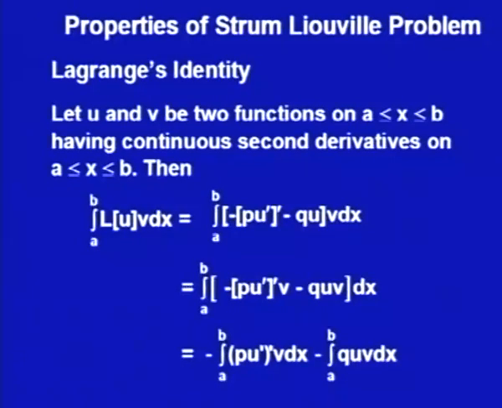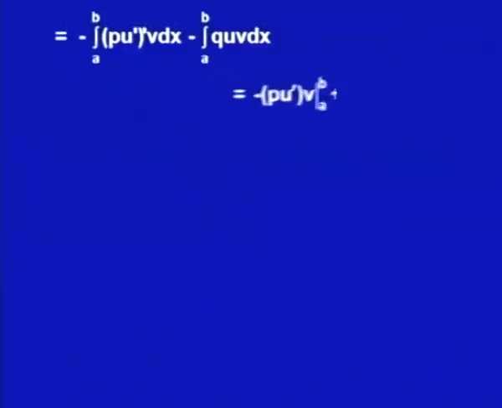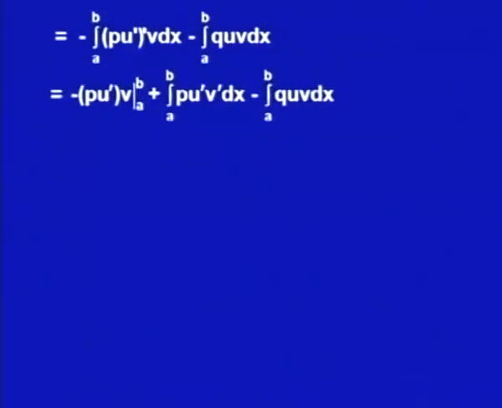Now, if I integrate this first integral by parts, we do get p u' v evaluated from a to b, because I have taken p u' and its whole derivative as the integrable function, plus the integral from a to b of p u' v' dx, and the second integral is as such the integral of q u v dx with respect to x on a to b.